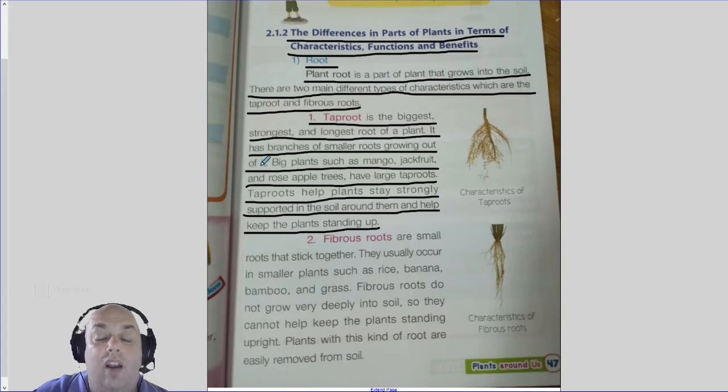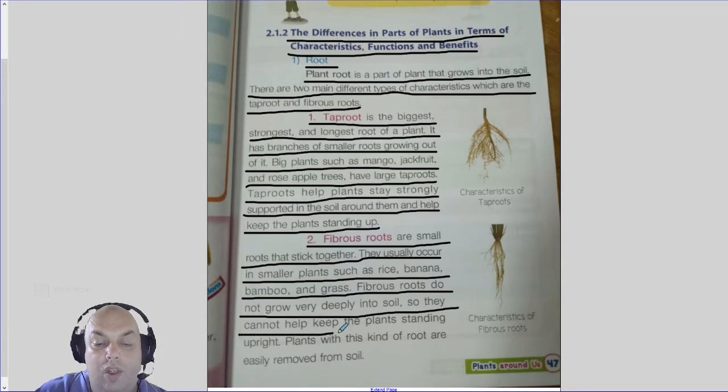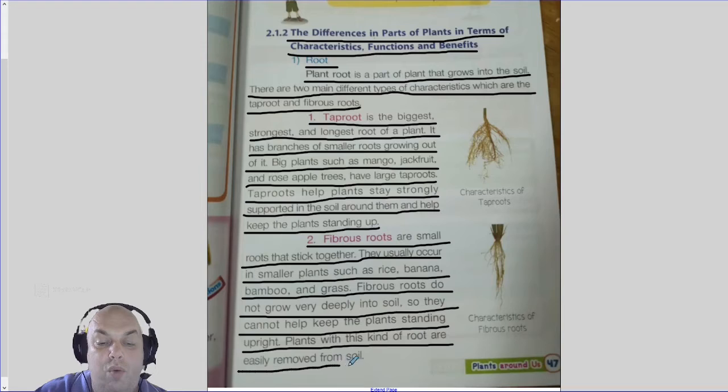Let's have a look at fibrous root. Number two. Fibrous roots are small roots that stick together. They usually occur in smaller plants such as rice, banana, bamboo and grass. Fibrous roots do not grow very deeply into the soil, so they cannot help keep the plants standing upright. Plants with this kind of root are easily removed from the soil.